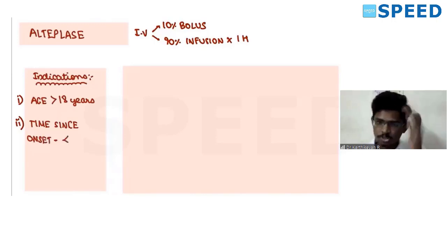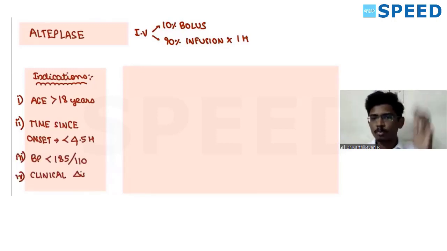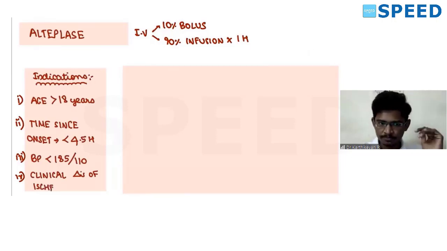Young onset stroke is also common. So many causes are there, but still you should not go for thrombolysis in young onset stroke. Okay, only age more than 18 years. First indication. Next, time since onset, as we have discussed, it should be less than 4.5 hours, the window period for stroke.